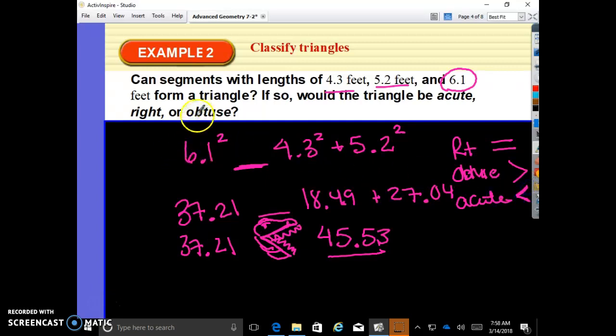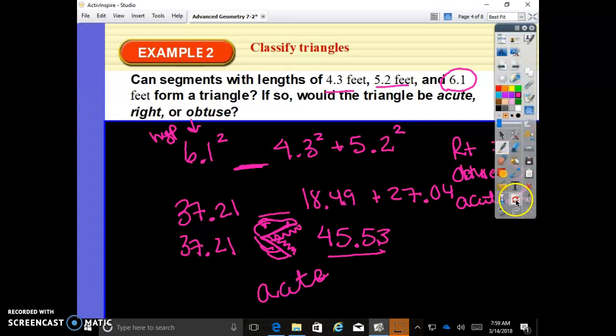So as long as you start with your hypotenuse to the left, then these rules apply. As long as the hypotenuse is on the left, if they're equal, it's right. If it's obtuse, it's going to be greater than, and acute is less than. So in this one, we have a less than. So it's a cute little triangle, like a cute little baby. All angles are less than 90, right? Greater than 0, less than 90.